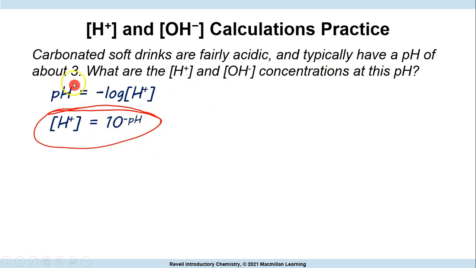So we've been given the pH of 3 here. So to obtain the hydrogen ion concentration, it is going to be given by 10 raised to the power minus 3. So that is equal to 0.001.